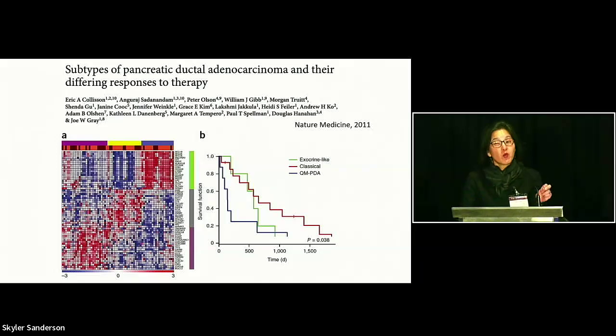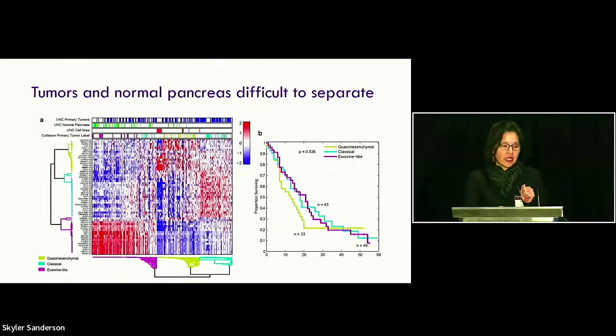And this was even more exciting, I think, for this group here, because this was before the age of RNA sequencing. Eric's paper was on gene expression microarrays, and he was able to really define these three subtypes based on that. So I think this was the true beginning.